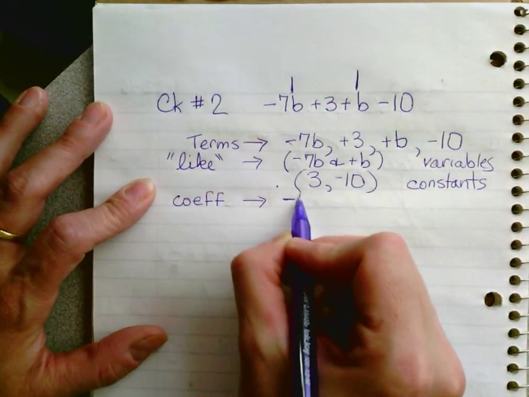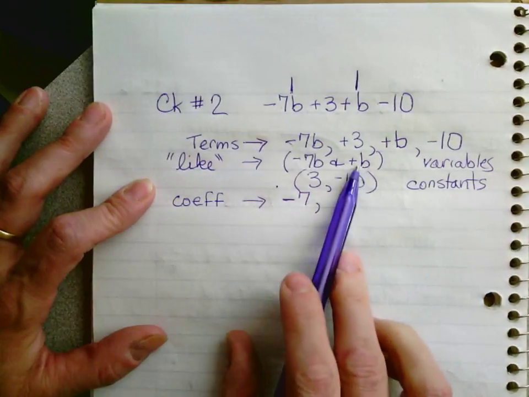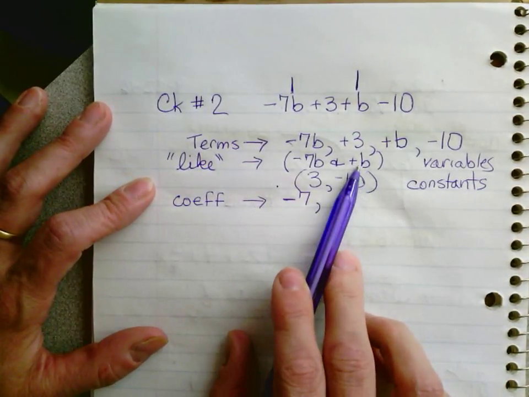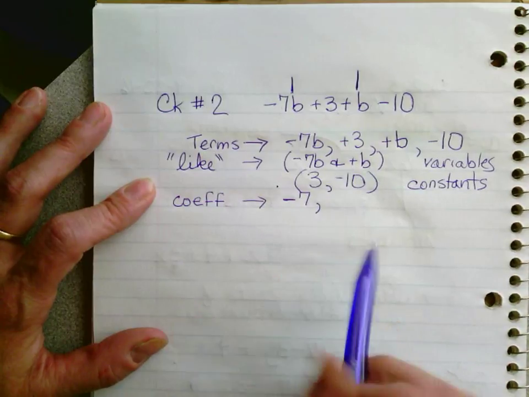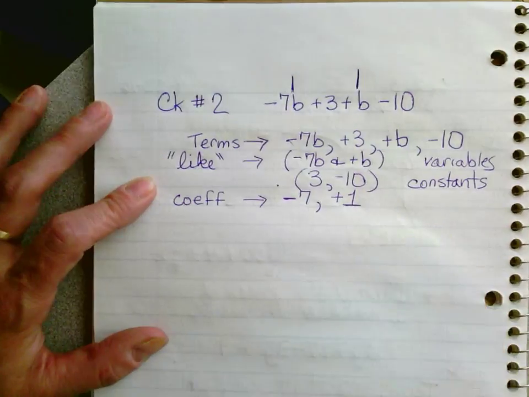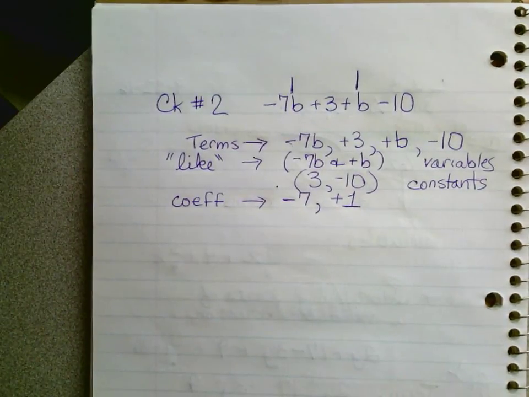Negative 7. And remember, we showed that if there isn't something in front of the letter, it's a 1. What kind of 1 is it? Yep, positive 1. Those are the coefficients. This is checkpoint number 2.